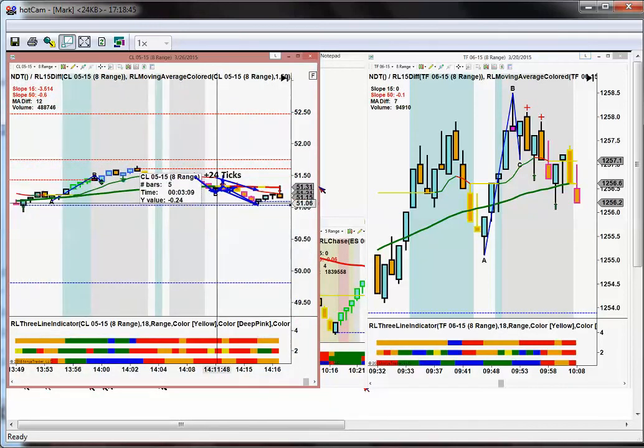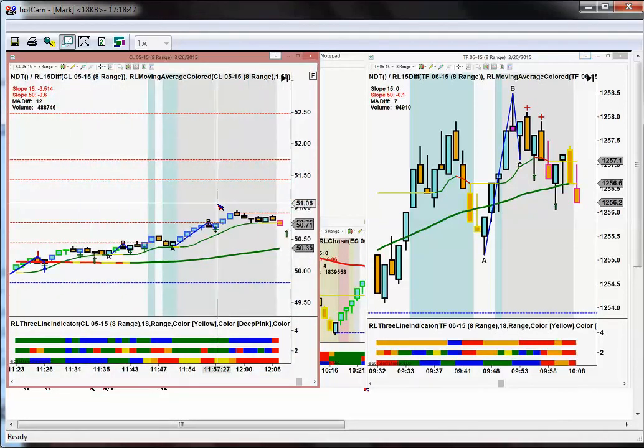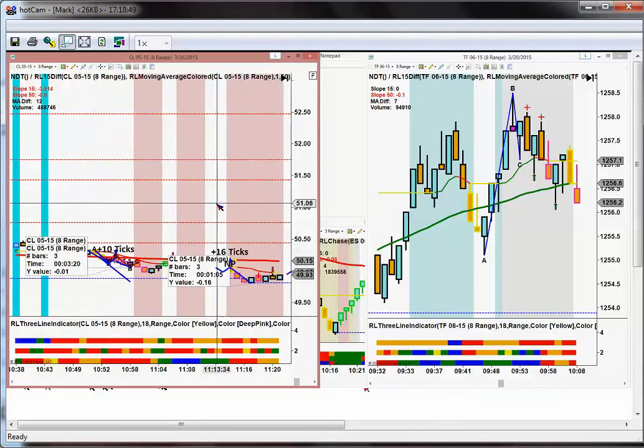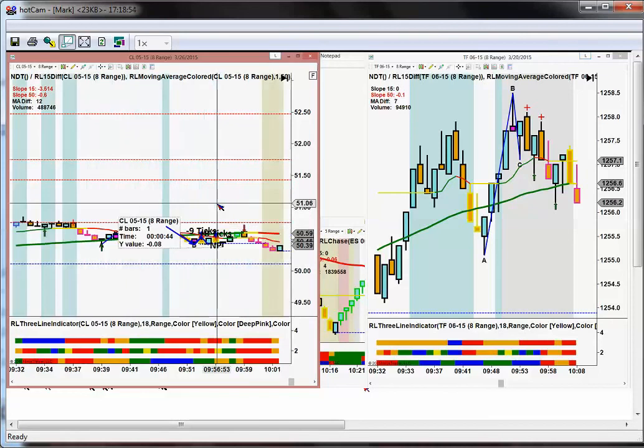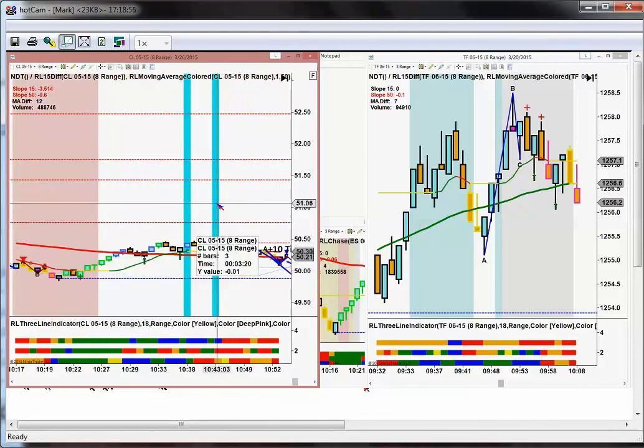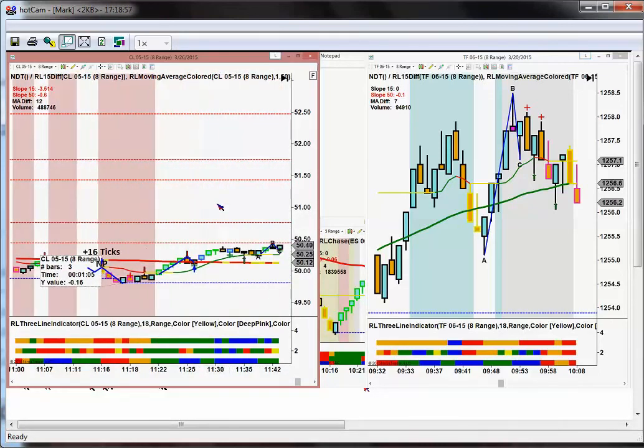Now, the one thing we do in the room that really sets us apart is if we don't get a one-tick pullback on the trade, we don't book the trade, because we need that one-tick pullback to get everyone in the room into the trade.